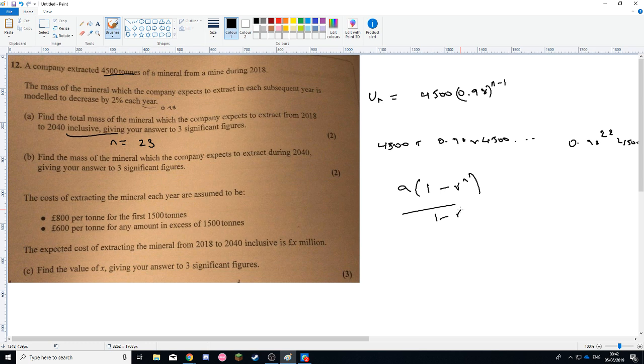Hang on a second. But is n the number of terms? Let me think. I think it's 23. So you do 4,500 times 1 minus 0.98 to the power 23, over 0.02. I'm not too sure now. Thinking about it, I do know the total number of years is 23. If n represents the total number of terms, then this is correct.